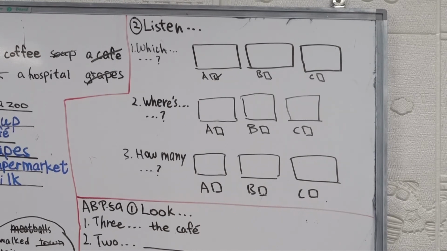Unit 7. Lesson 7. 1. Listen and tick the box. Number 1. Which building is opposite the library?